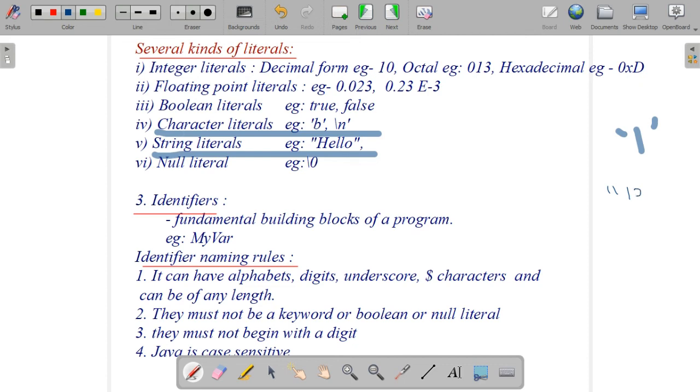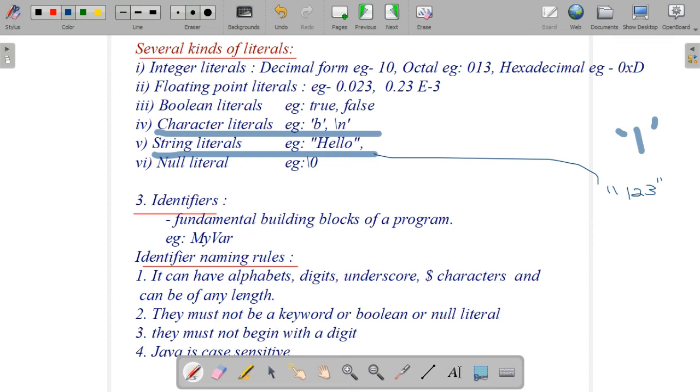So next one is string literal. What is a string? String means a combination or group of characters. How we can represent it is one or more characters enclosed within double quotation marks. In a character literal, it is single quotation marks. In a string literal, it is double quotation marks.